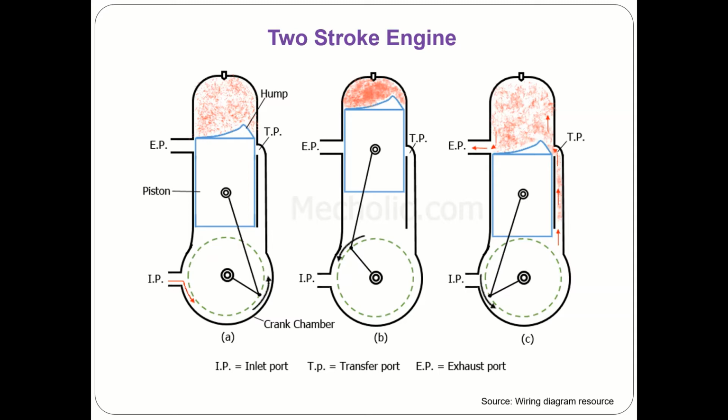the transfer port gets opened, and whatever charge is present in the crankcase, that is being transferred to the top of the piston, above the piston in the cylinder. So that you can see in figure number 3. So the piston has uncovered the transfer port as well as the exhaust port. And the charge which is present in the crankcase is transferred to the cylinder above the piston.